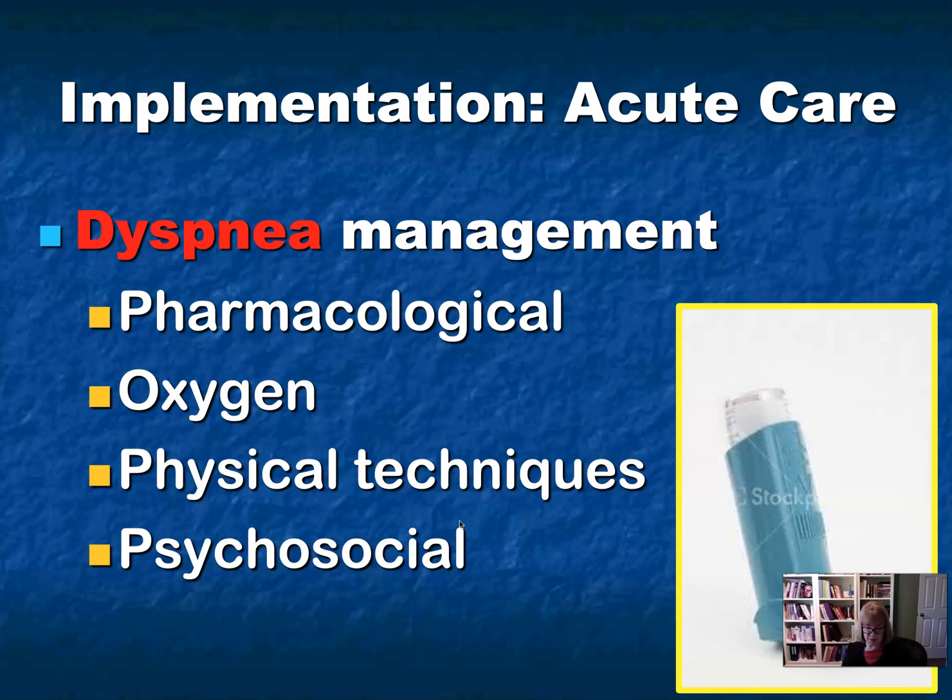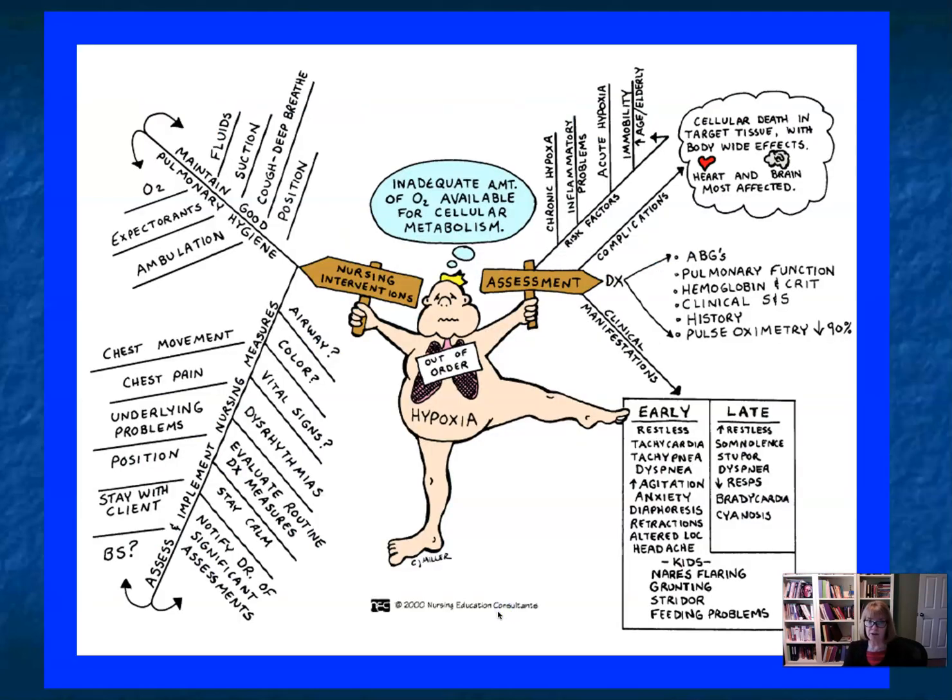Physical techniques, positioning, spacing activities, coughing, pulmonary hygiene to contain people's sputum so it's not all over the place. And then psychosocial management, like meditation, control of breathing. It can make people really anxious, right? If you can't get your breath. So how do you help people get control over their own oxygenation? It is important. So knowing good positions for breathing, and then support for people that struggle with breathing.